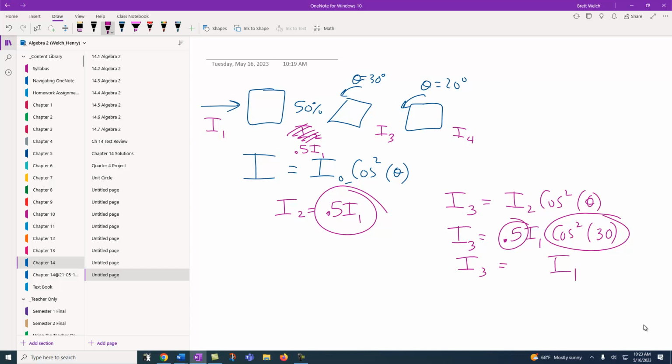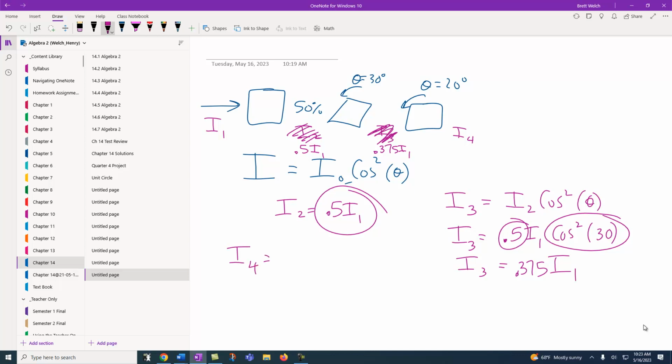If the I1 floating around irritates you because it's abstract, go ahead and give yourself an I1 value. What would be a convenient value? 1. Then whatever number comes out at the end is your decimal or percentage of light that passes through. What is 0.5 times the cosine squared of 30? 0.375. So now I know I3 is 0.375 of I1.